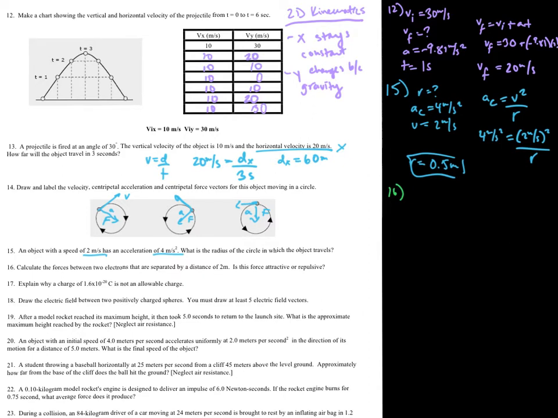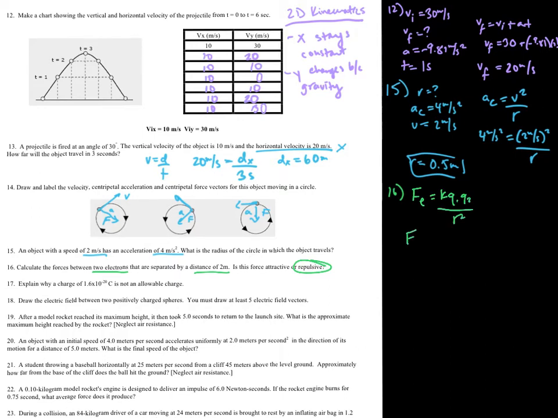Okay, 16. Calculate the forces between 2 electrons that are separated by a distance of 2 meters. Is this force attractive or repulsive? So first of all, 2 electrons we should already know is repulsive because like charges repel, opposites attract. And now we got to calculate this. So we're talking about electrical forces. Fe equals k q1 q2 over r squared.